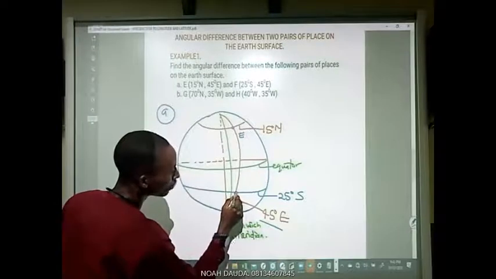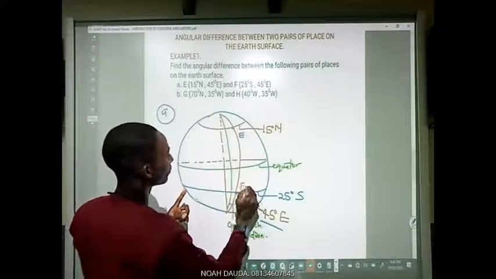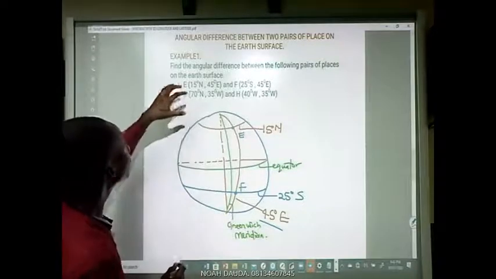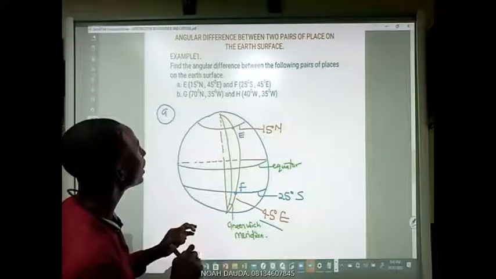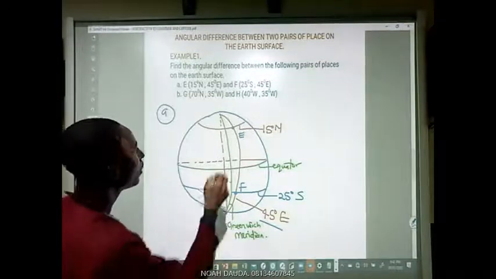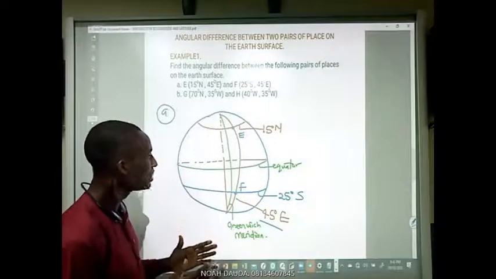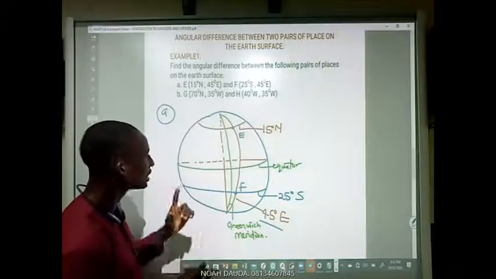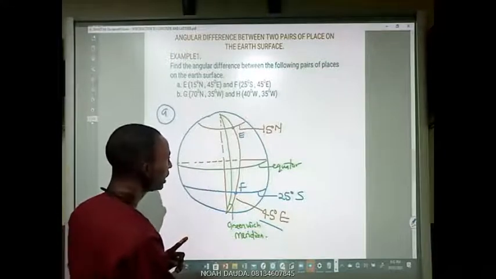And this is your point of intersection. Let us call it point F. Now, the question is to find the angular difference. How can we determine the angular difference between point E and point F? To determine it, all you need to do in this case is to do what?